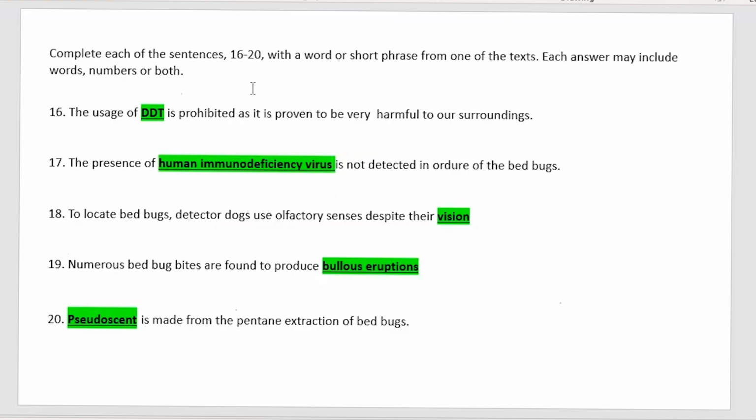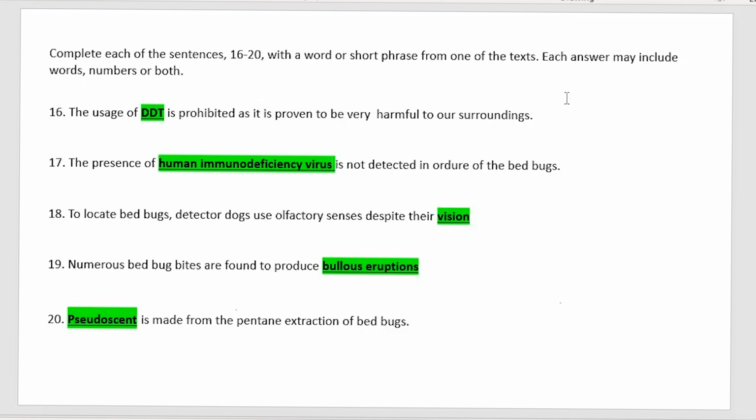Complete each of the sentences 16 to 20 with a word or short phrase from one of the texts. Okay. And here it's clearly mentioned each answer may include words, numbers, or both. So question number 16. The usage of dash is prohibited as it is proven to be very harmful to our surroundings. So it is the usage of certain things which has been prohibited.